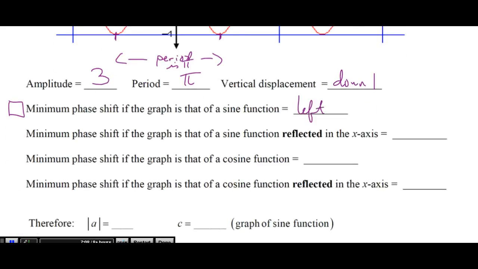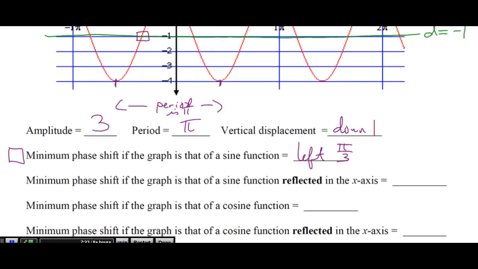Left. Now you're not going to say 4 pi over 12, surely. So we're going to say left pi over 3, right? We're going to count 4 pi over 12, and then we're going to reduce it. So if you go left pi over 3, you are a sine function.